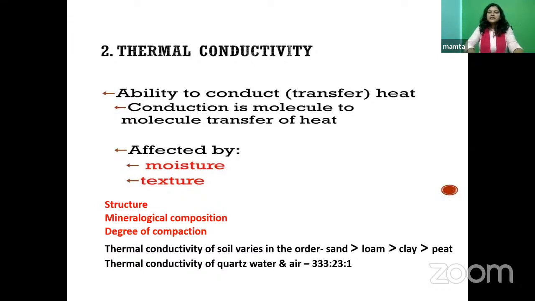As I told you, the thermal conductivity of sand is high because it has lower porosity and it has quartz as the mineral, so it easily gets heated. The thermal conductivity of quartz, water, and air is in the ratio of 333:23:1. These values are directly asked in examination.